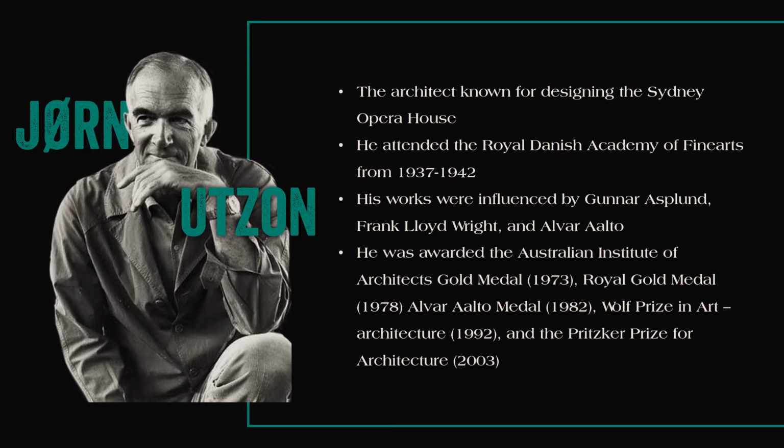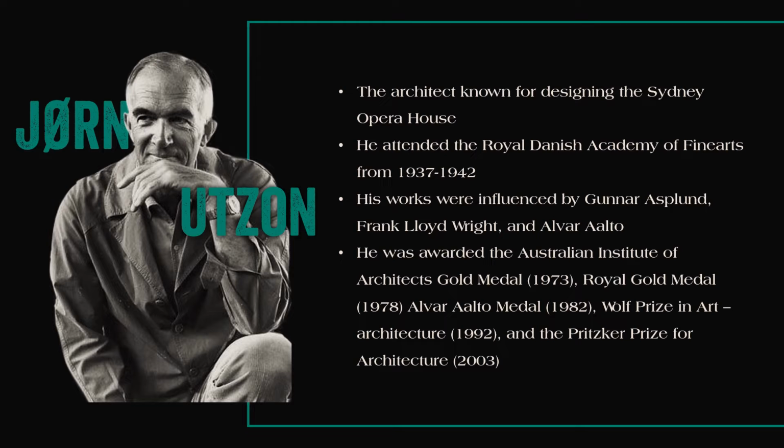Our first architect is Jan Utzon. He is mostly known as the architect of the Sydney Opera House, which we will discuss later. His works were influenced by Gunnar Asplund, Frank Lloyd Wright, and Alvar Aalto, whom he worked with in Finland.